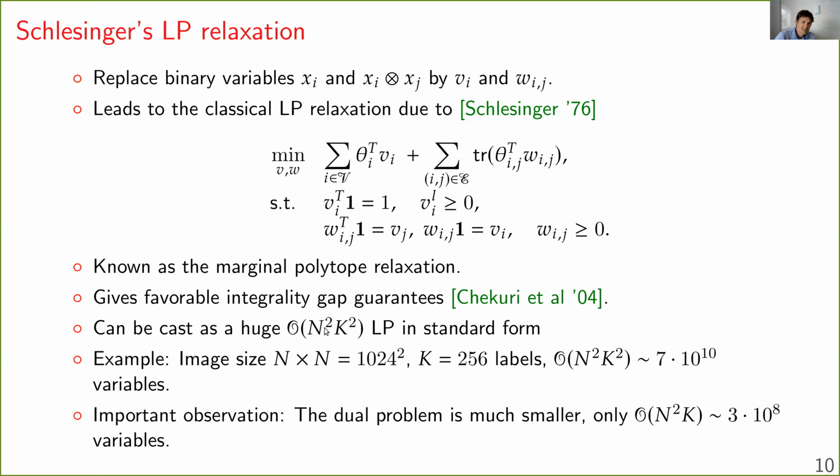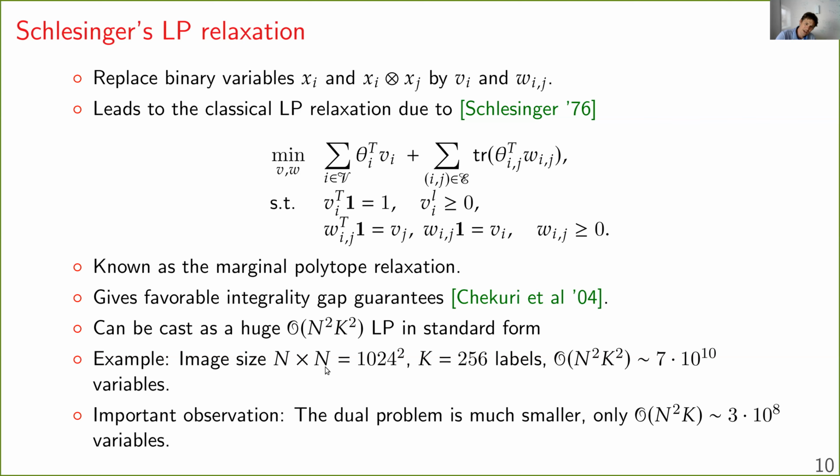So when you recast this as a linear program in standard form, you get a huge linear program with n squared times k squared variables. In image processing, n is usually 1000. So you see n squared is 1024 squared, and 256 labels is standard in computer vision. Then you have 7 times 10 to the 10 different variables you need to solve. And this is, of course, a huge problem, and usually this cannot be solved by an off-the-shelf LP solver.